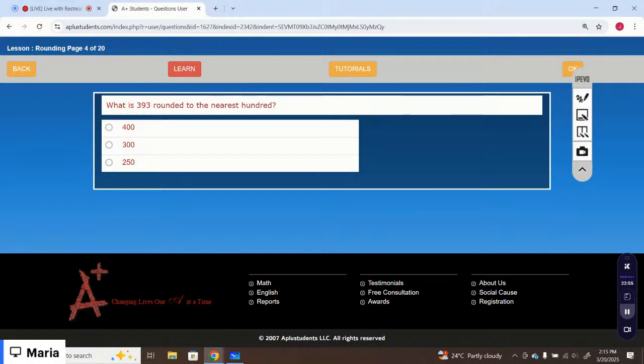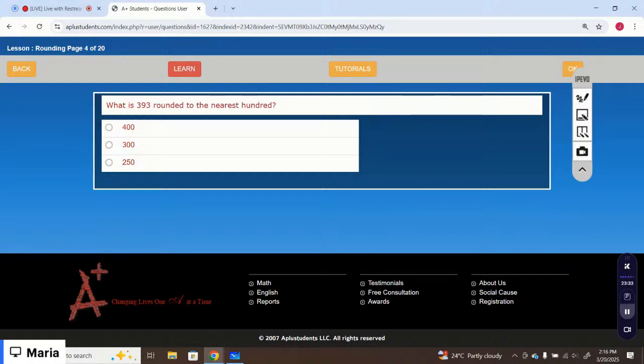What is 393 rounded to the nearest hundred? So which is the correct option? 393 is rounded to 400. Option number one is the correct option.